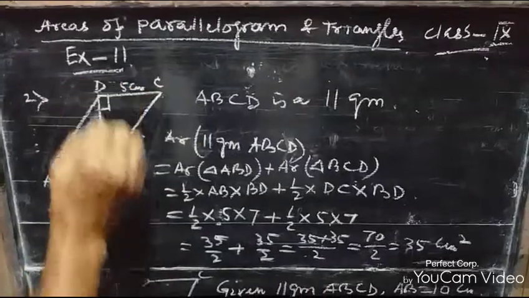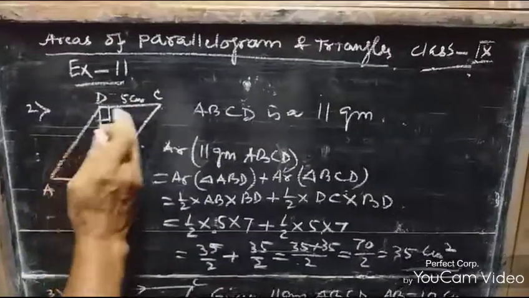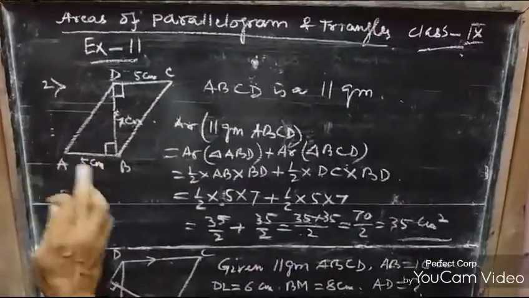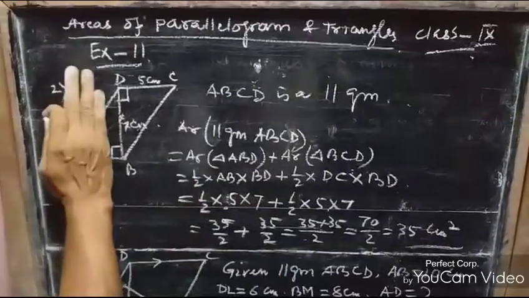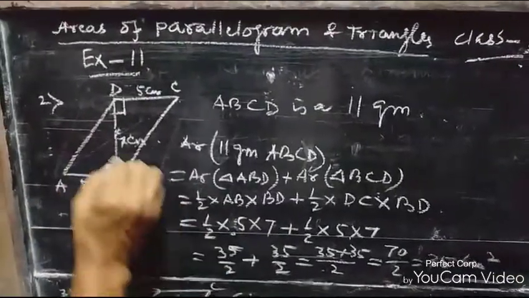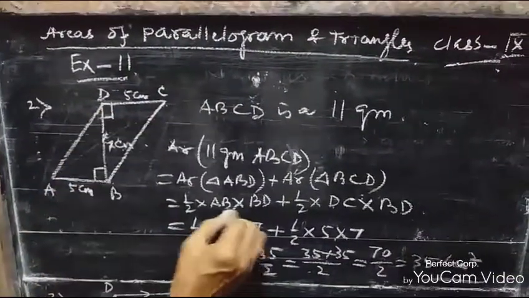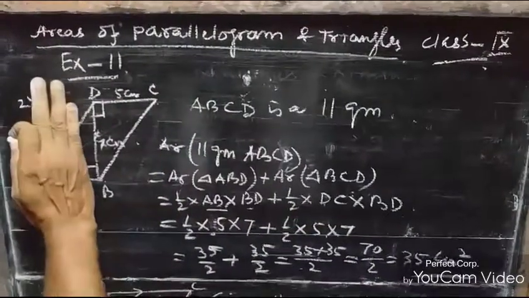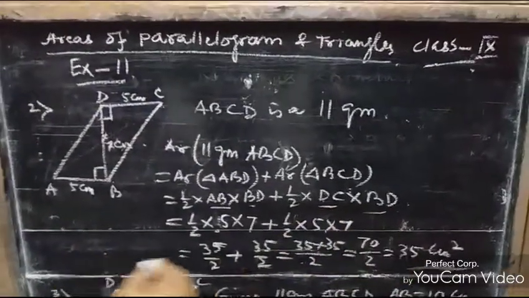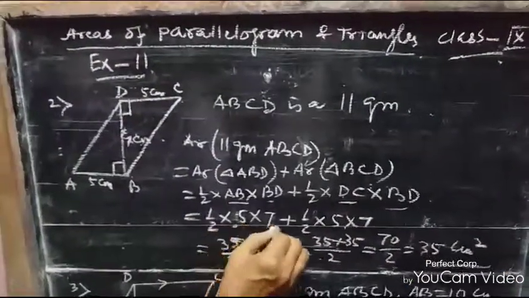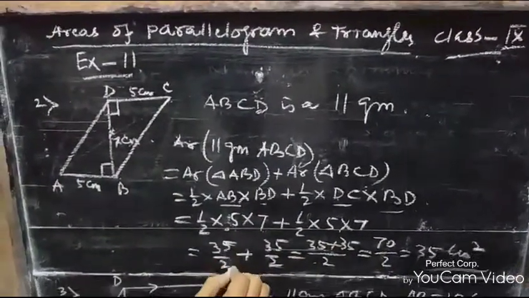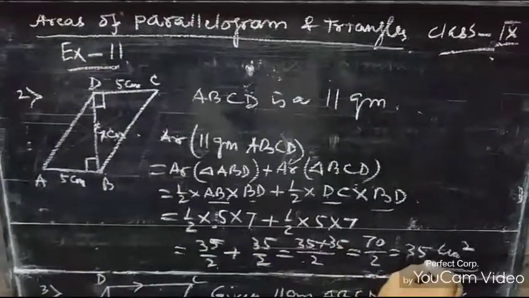This ABCD is a parallelogram, this diagonal bisects it into two triangles, here ABD and BCD. Therefore the whole area of this parallelogram ABCD will be the area of ABD plus the area of BCD. Area of ABD will be half base into height, AB into BD, and for area of BDC, this is the base, this is the height, half DC into BD. So this is simply 2 into 5 into 7, that is 35 by 2 plus 35 by 2, it is coming 35 centimeter square.